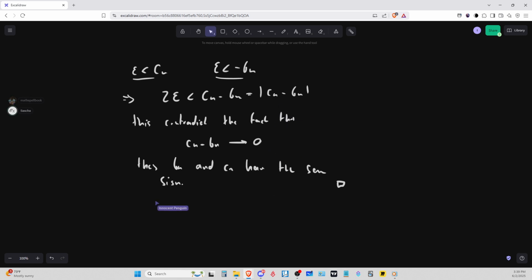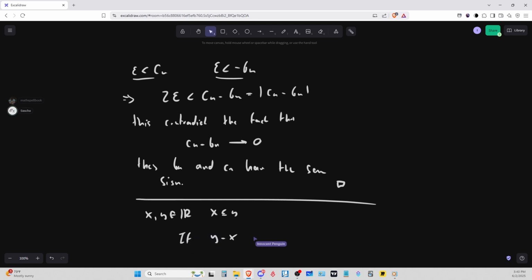So from that we can basically do the same thing we did with the rational. We're going to say that x and y are inside of R. If I take two real numbers x and y, I would say that x is less than y if y minus x is positive.